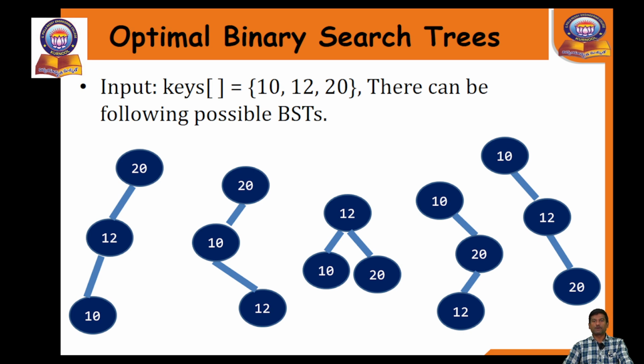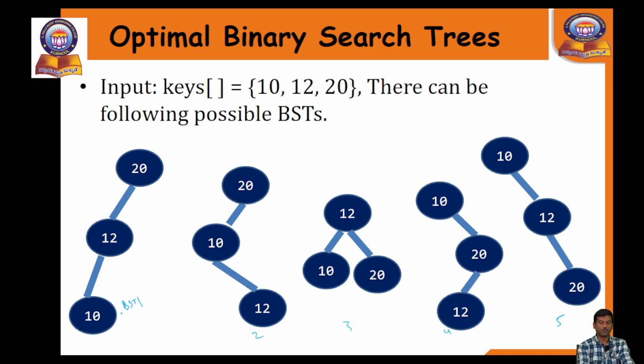So within your optimal binary search tree, given the keys, that is 10, 12, 20, you'll also be provided with the probabilities. That is, the probability of searching 10 equal to some value, probability of 12 with some value, probability of 20 equal to some value. So out of these binary search trees, that is BST 1, 2, 3, 4, and similarly 5, how to find the optimal binary search tree? Whichever cost is minimum.